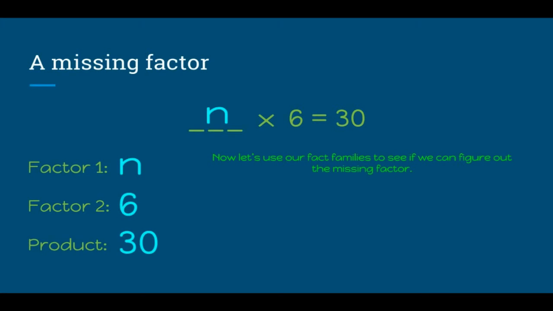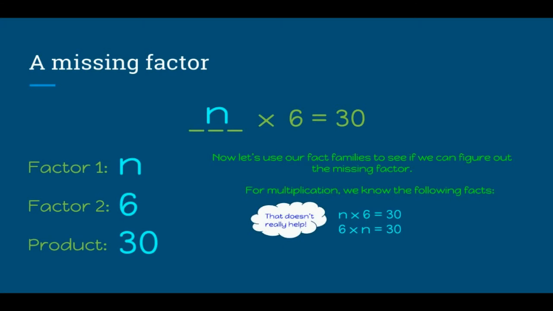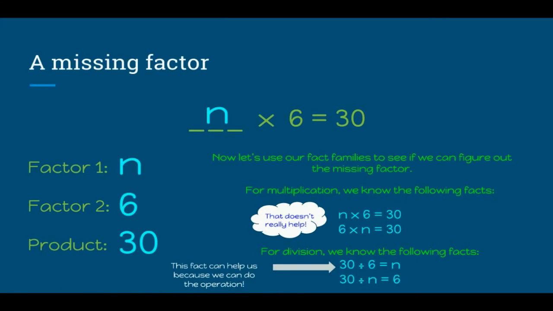Now let's use our fact families to see if we can figure out the missing factor. For multiplication, we know the following facts. N times 6 equals 30, which means 6 times n equals 30. That doesn't really help. For division, we know the following facts. 30 divided by 6 equals n, and 30 divided by n equals 6. This fact can help us because we can do the operation. We can divide 30 by 6.